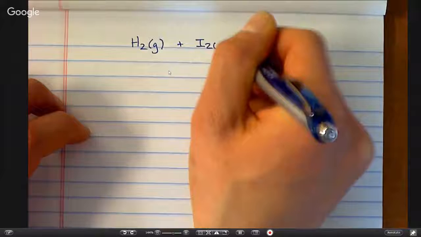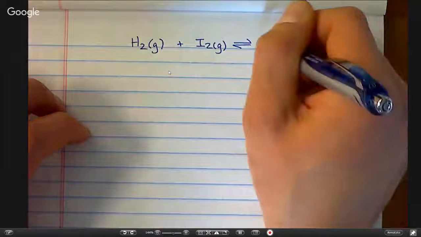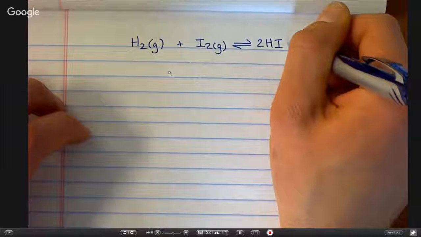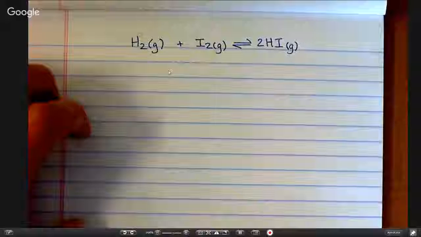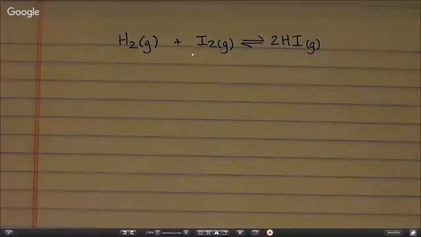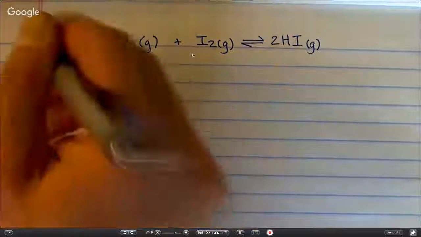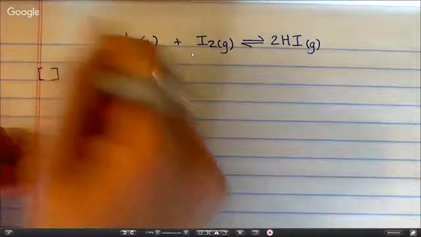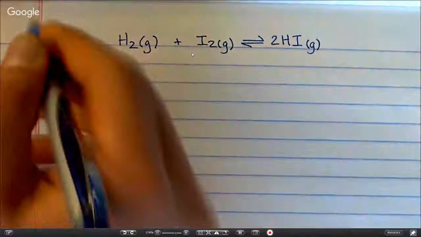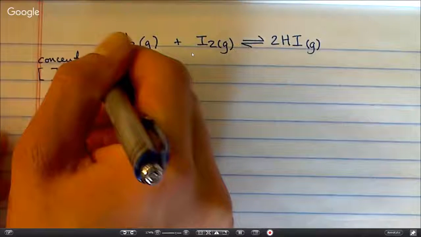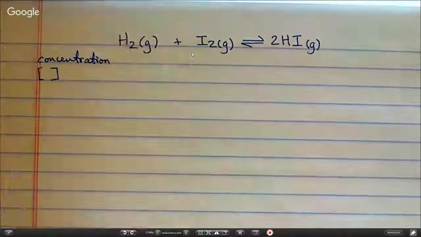All right, so one of the first things, let's say we're looking at this equilibrium for the moment. We have H2 as a gas and iodine as a gas in equilibrium, making 2HI, which is hydroiodic acid. This is our equilibrium. When we talk about adding and removing, really we're talking about concentration, represented by the brackets here.